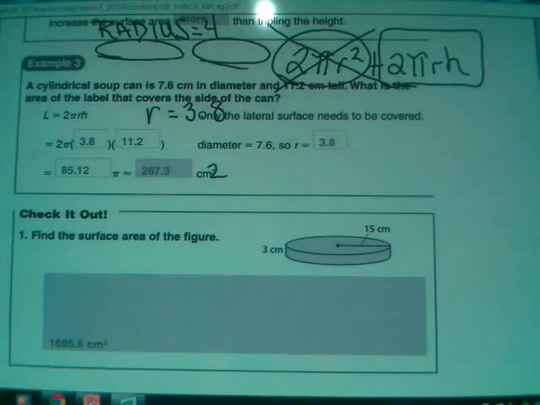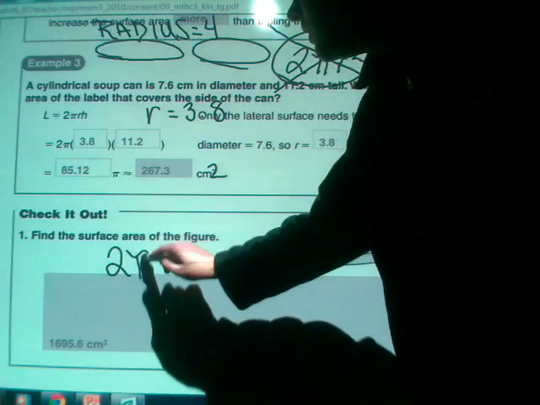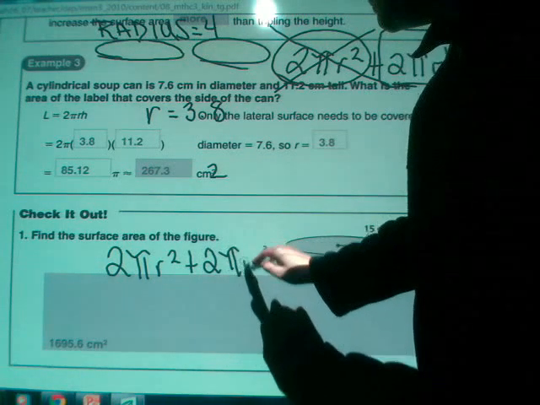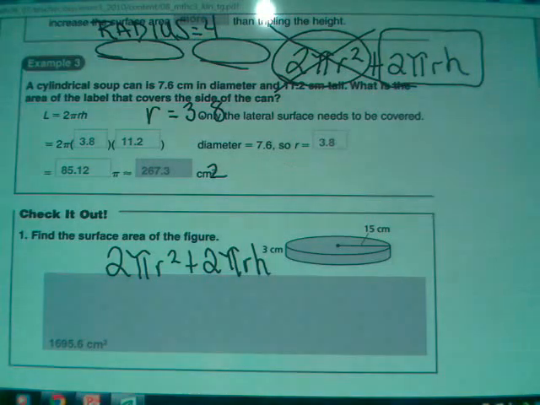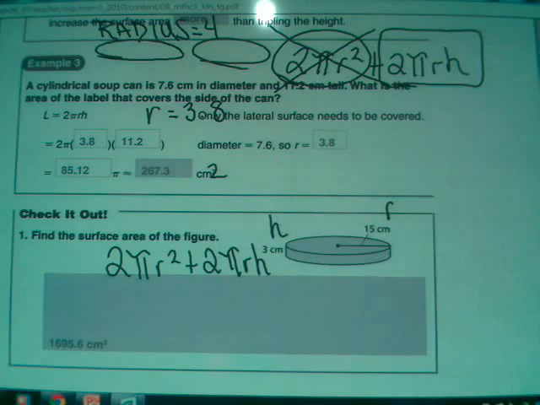Okay, so let's go ahead and take a look at the concluding example here, the check it out example 2. 2 pi r squared plus 2 pi rh is the formula I'm going to need here, because we're finding the surface area of a rather stubby cylinder, but a cylinder no less. If we take a look at that cylinder, we see a radius of 15 and a height of 3. So wherever I see r, I'm going to change it into 15. Wherever I see h, I'm going to change it into 3.